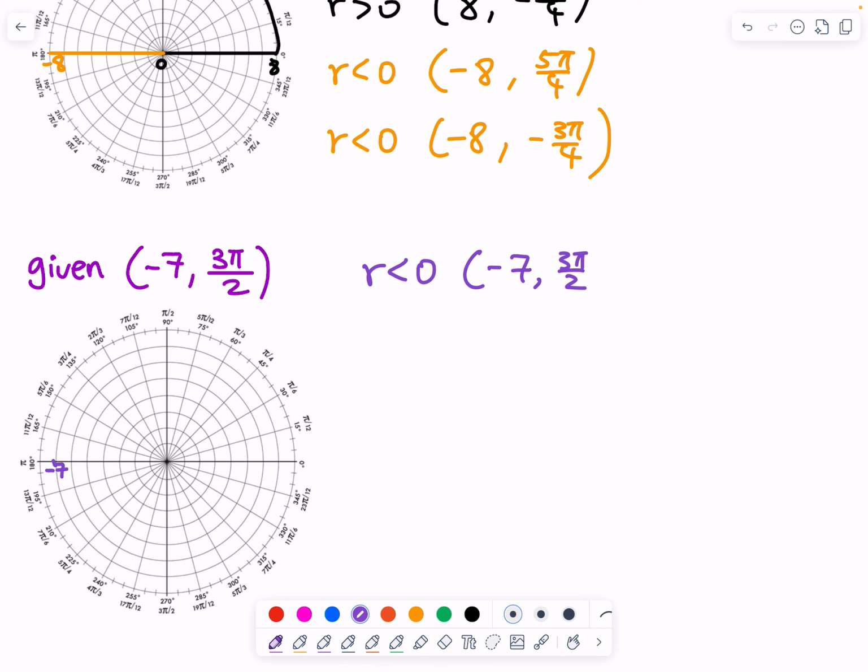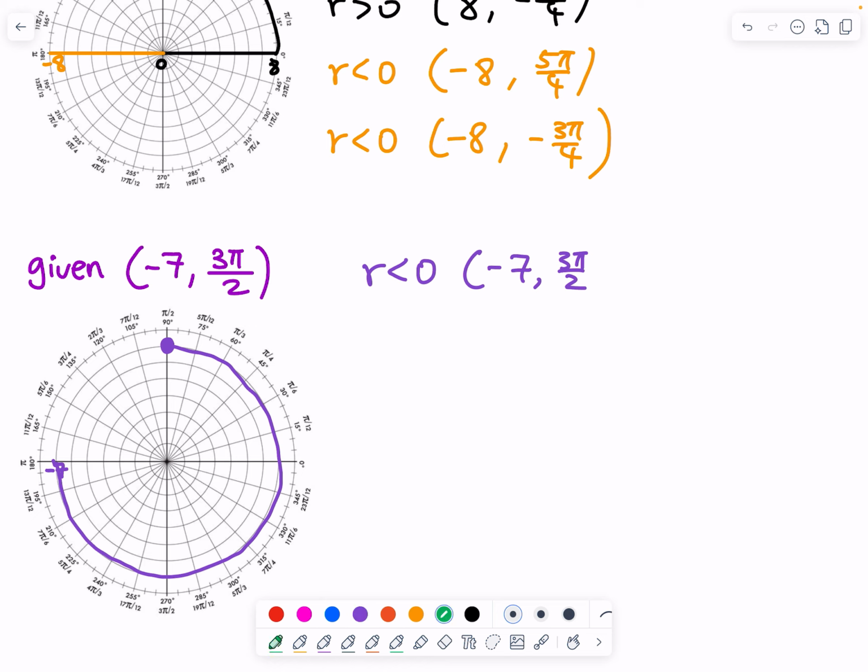So 3 pi over 2. This one we have to go counterclockwise. So we will just go here. 1 pi over 2, 2, and then 3. There we go. That is (negative 7, 3 pi over 2). That is where I have it.